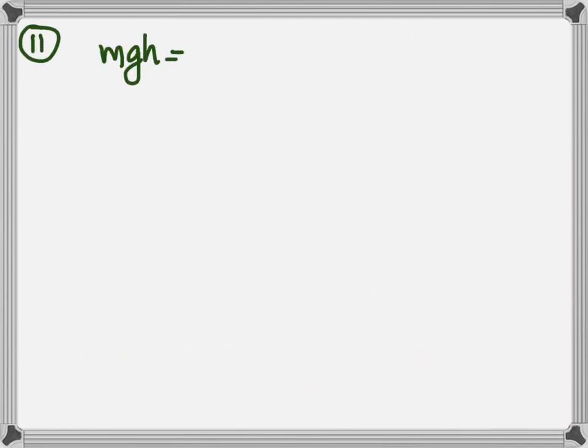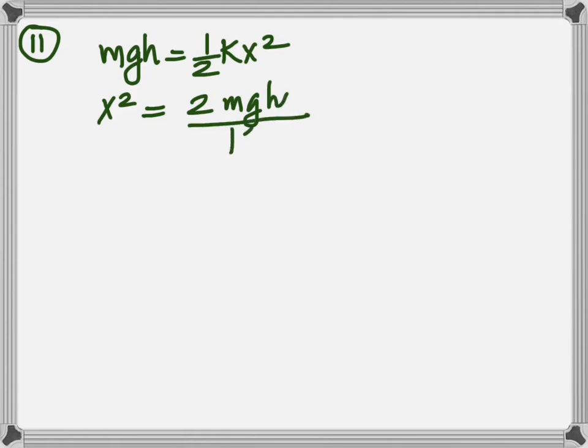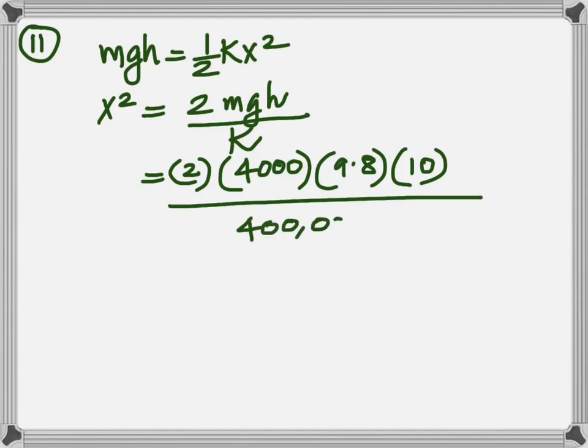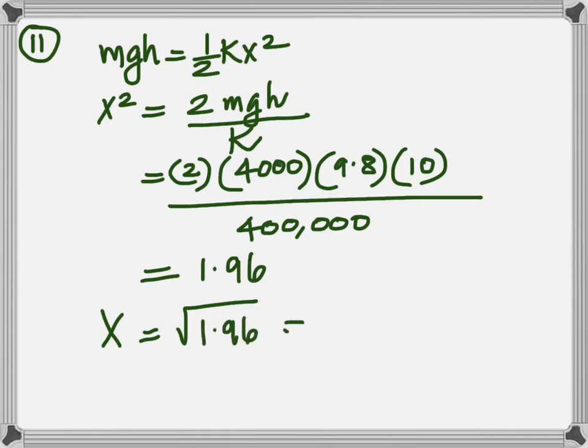Okay, 11th one. Gravitational potential energy is equal to elastic potential energy of the spring. Straightforward question. That is x squared. So take the square root, you get 1.4 meter. That's the compression of the spring.